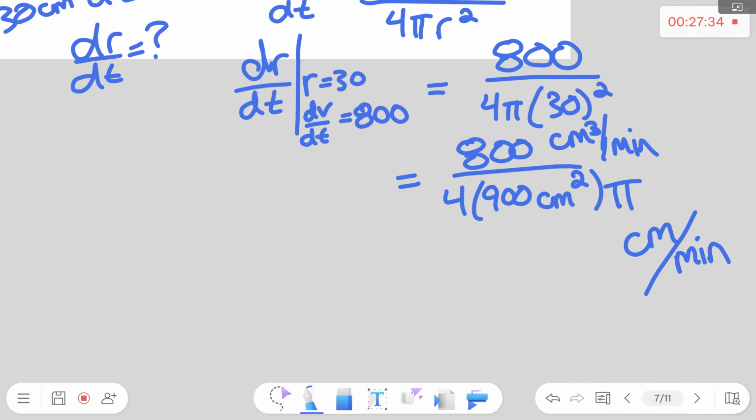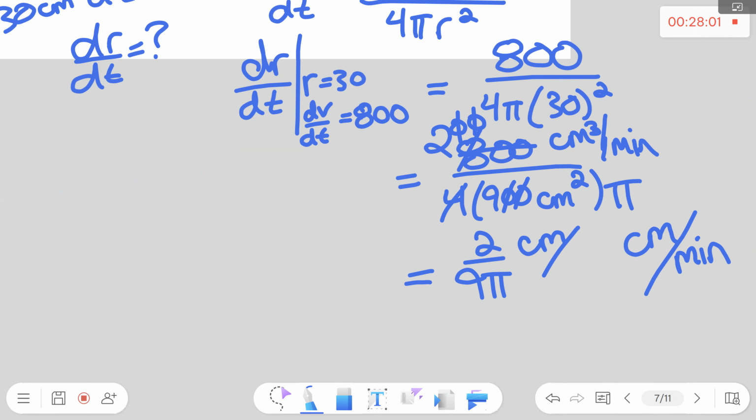Cool. Now let's look at our number. First thing I would do is cancel this out, because that would be 200 over 900, right? And then you can take out the zeros as well. So it's just 2 over 9 pi centimeters per minute.